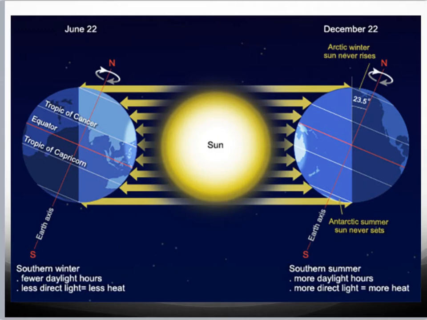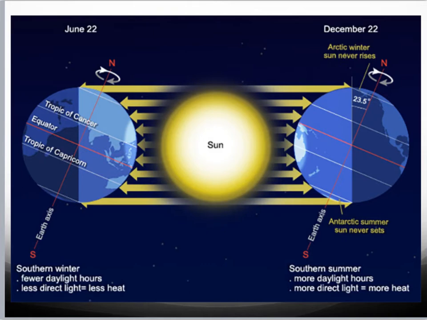So in June, our tilt in the northern hemisphere is tilted towards the sun, giving us more concentrated solar radiation and our longer daylight hours. In the wintertime, our tilt in the northern hemisphere is now tilted away from the sun. So now we're up here a little bit higher, so we get less concentrated radiation and we get fewer daylight hours.